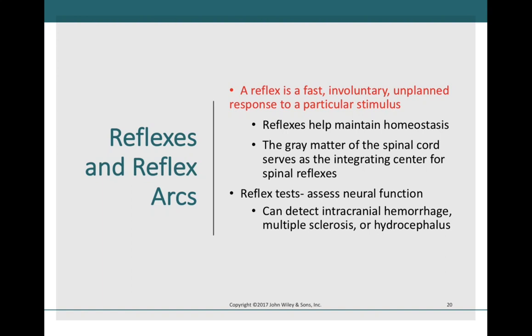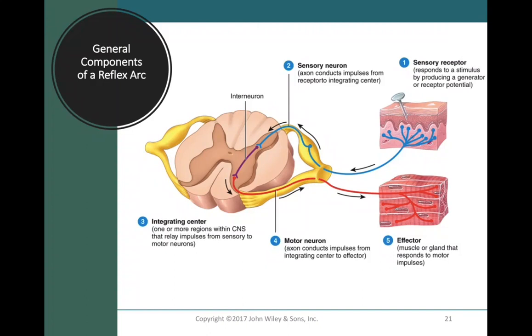body exhibits that serve the function of protecting us from particular stimuli that's coming in. And we're going to learn some of these specific reflexes in just a minute. But first, we're going to cover the general components of a reflex arc. All reflex arcs have these same general components. They will all have sensory receptors, sensory neurons, an integrating center, a motor neuron, and effectors. These are our 5 components of reflex arcs.